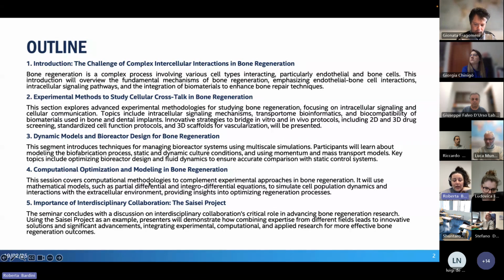And then we will end up with a focus, which I will provide, about the importance of interdisciplinary collaboration in tackling this kind of complex problems, taking to you an example, which is the Saisei project, a collaborative and interdisciplinary project some of us are collaborating to develop, and which, in our opinion, is a good use case of the synergistic merge of these different approaches to in vitro systems.